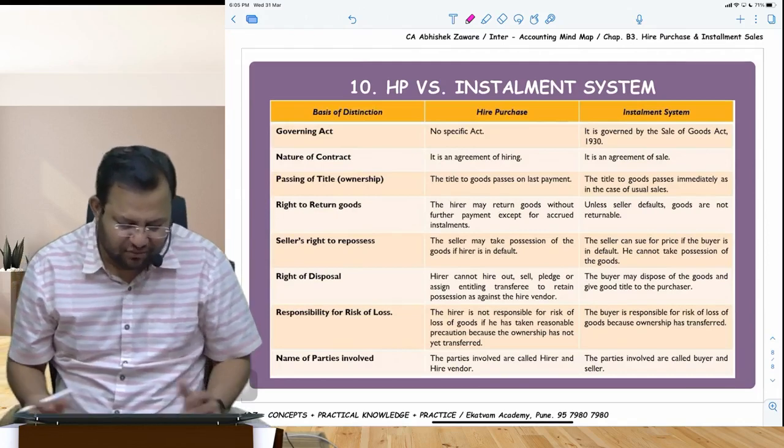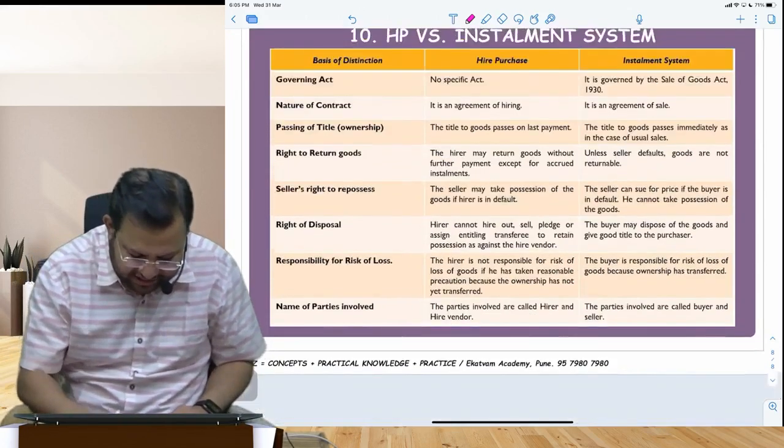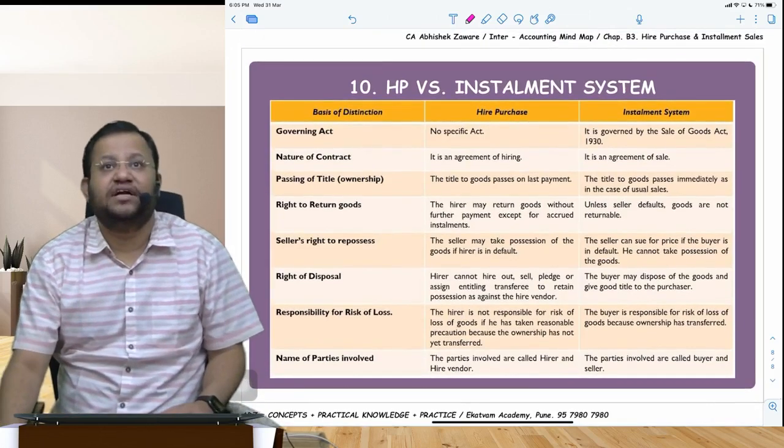Whether what is hire purchase and installment, general knowledge के लिए लिखा है. That's it. So we are done down under 24 minutes. Bye bye.